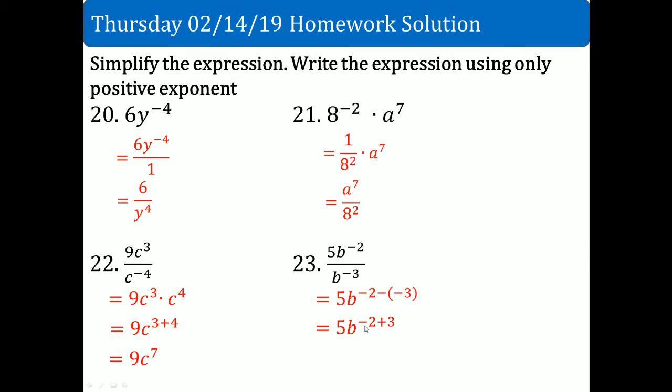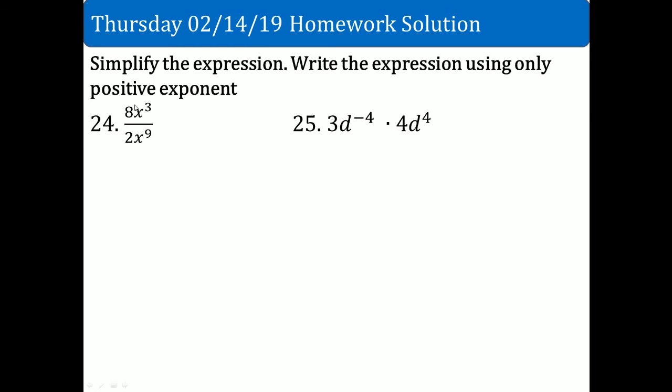If I had brought this up as a step, b to the negative 3 brought up becomes b to the positive 3. I would still get the same answer, applying the quotient rule or the negative exponent rule. Negative 2 plus 3 is just 1. So your answer is 5b to the 1st power, or you could just write it as 5b.